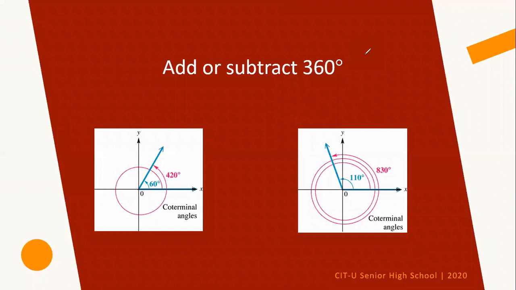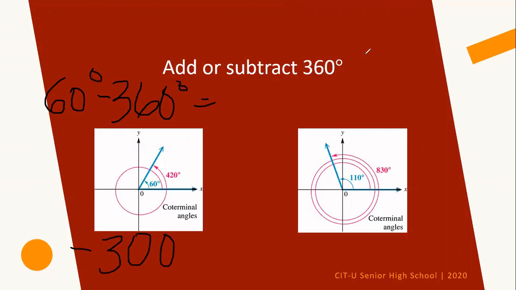We might want to subtract 360. So we have 60 minus 360 degrees. That's equal to negative 300 degrees. And that means negative 300 degrees right here is also a coterminal angle of your 60 degrees. Again, there are infinitely many coterminal angles for a given angle.